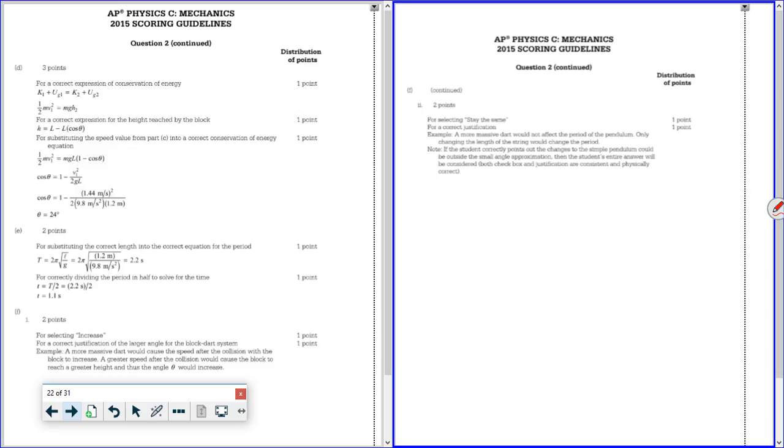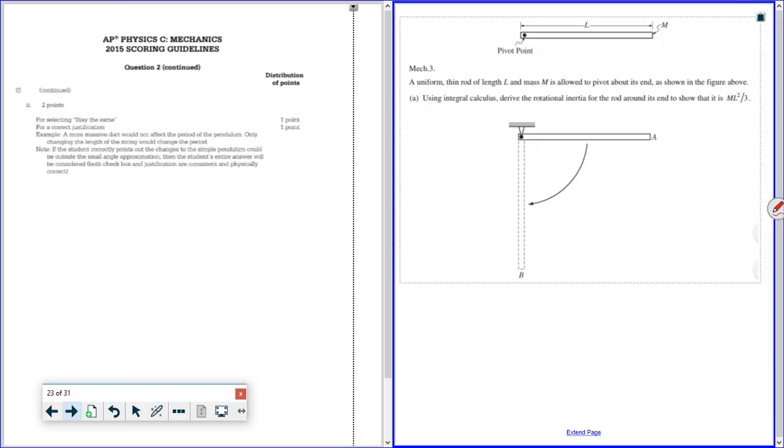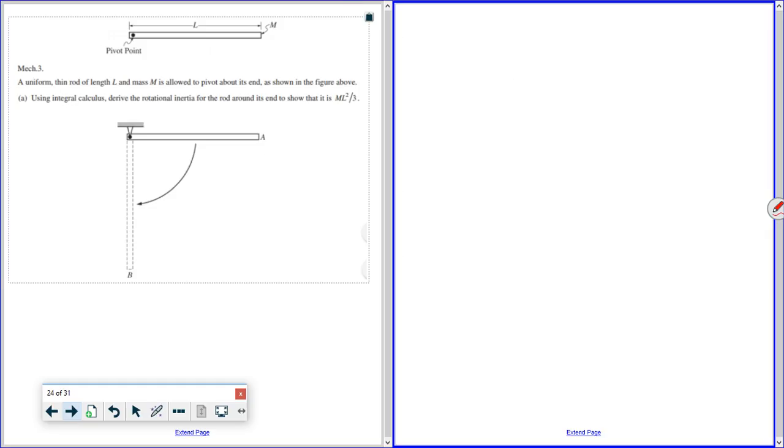Some calculus? Okay. So you're given this rod, right? It says a uniform, emphasis on the word uniform, we'll talk in a minute about why that's important. A uniform thin rod of length L and mass M is allowed to pivot about its end as shown in the figure above. Using integral calculus, derive the rotational inertia for the rod around its end and show that it's mL squared over 3. So, we definitely didn't do many of these. I think we may have done one of these.